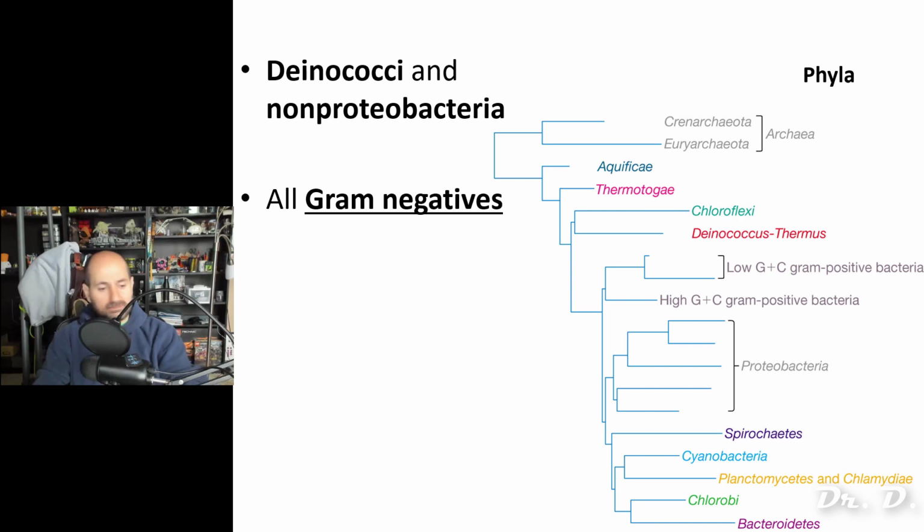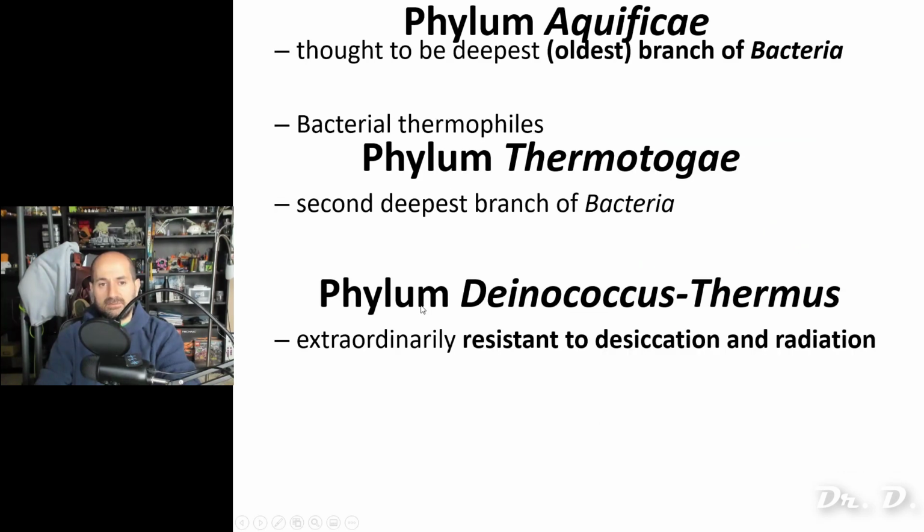So what's next? We've talked about the Aquaficiae. This phylum is the oldest branch of bacteria. Then we talked about Thermotogae. These are the second oldest branch. And now we're off to the Deinococcus-Thermus, right?